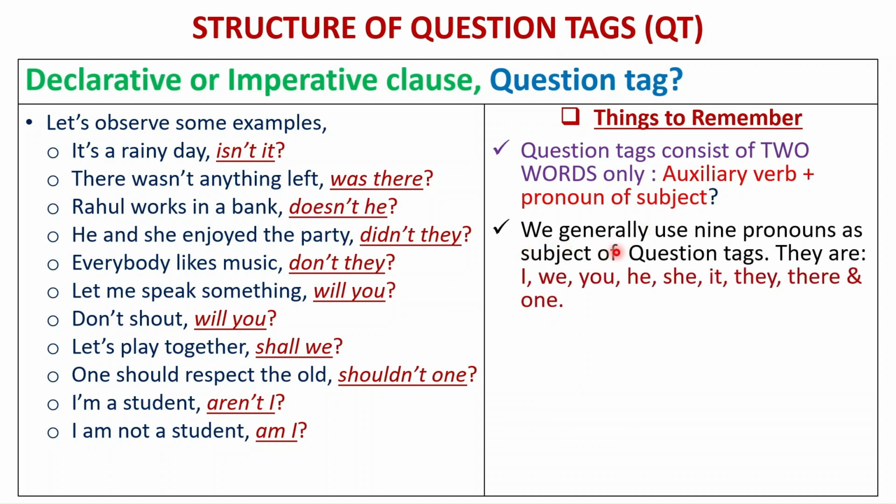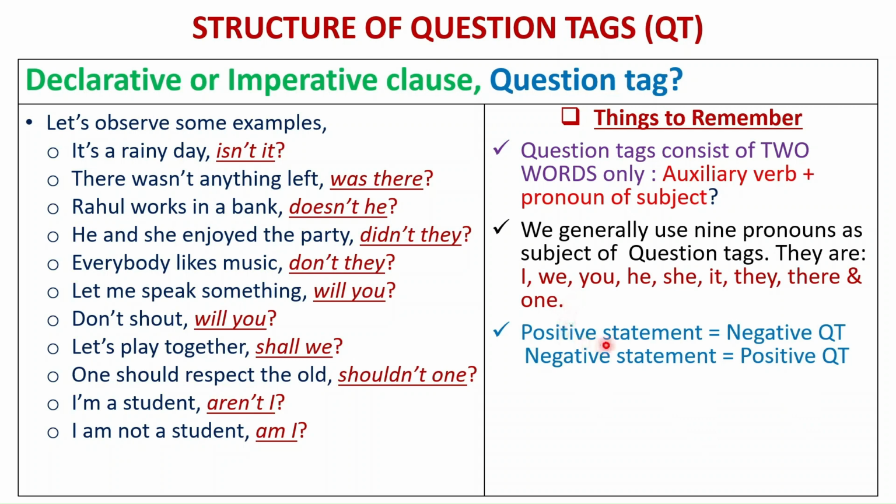Similarly, another point to remember is we generally use 9 pronouns as subject of question tags. They are I, we, you, he, she, it, they, and one. These are 9 pronouns which are generally used as subject of question tags, means at the end here we use these 9 pronouns. And if there is any subject in the statement which is not from this category of pronouns, then we have to convert them according to proper gender and number.